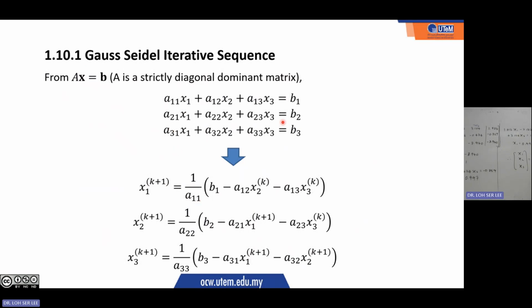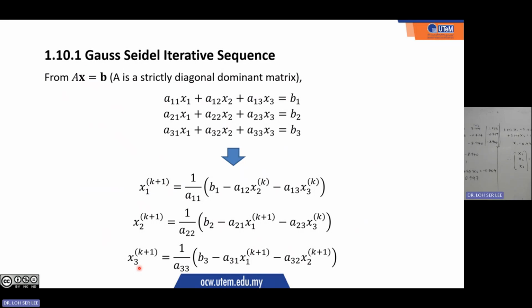Then from the second row, we want x2 to stay on the left. So we move this term and this term to the right first, then everything is divided by a22. Same goes for x3. From the third row, we want x3 on the left, so we move these two terms to the right first. Then everything is divided by a33. So these are the formulas for x1, x2, and x3.